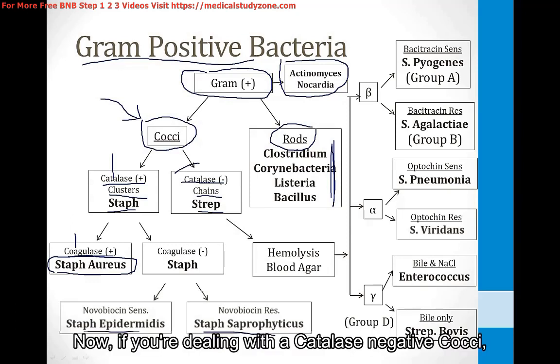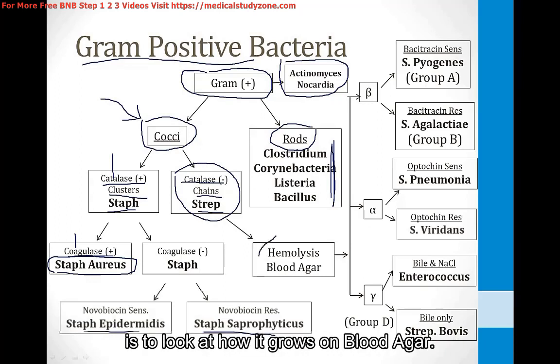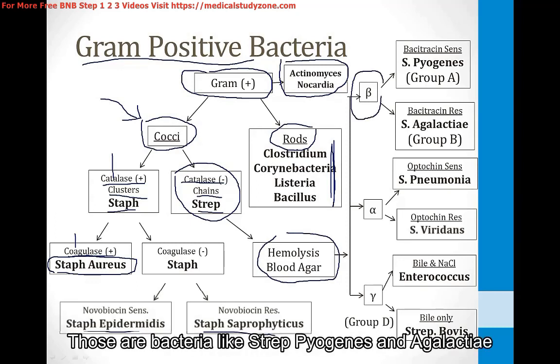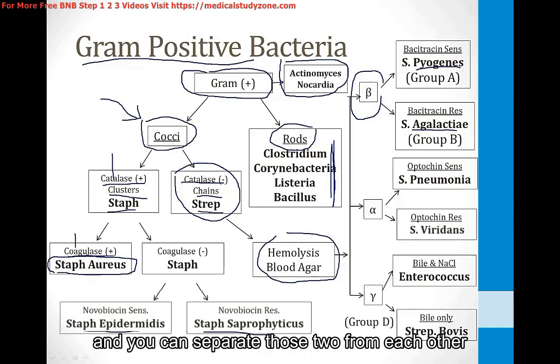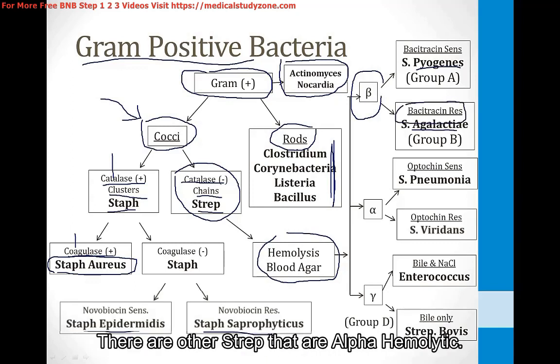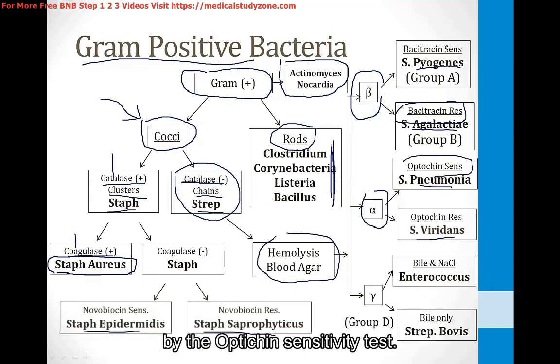Now, if you're dealing with a catalase negative cocci, you're dealing with strep, and the primary way we differentiate strep, once we know we've got strep present, is to look at how it grows on blood agar. There are certain strep bacteria that are so-called beta hemolytic. Those are bacteria like strep pyogenes and agalactiae, and you can separate those two from each other by the bacitracin test. There are other strep that are alpha hemolytic. Those are like strep pneumoniae and strep viridans, and you can separate those from each other by the optochin sensitivity test.